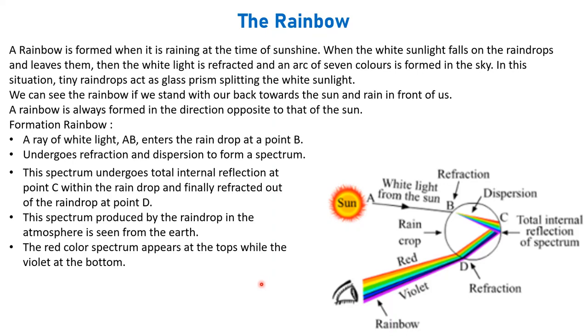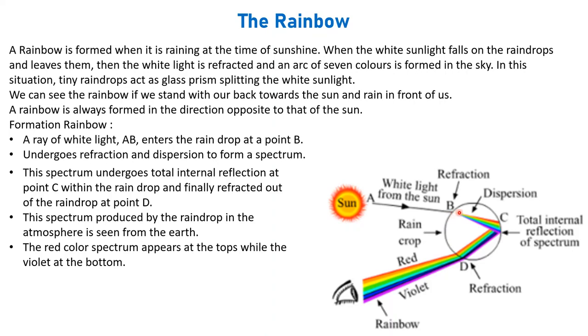Now let's see the formation. A ray of white light, that is AB, as you can see here, AB is a ray of white light, okay, enters the raindrop. Now it enters the raindrop, right? At point B, as you can see here, at point B, what is taking place? Which phenomena is taking place? Refraction. That is, refraction is taking place at point B, right?